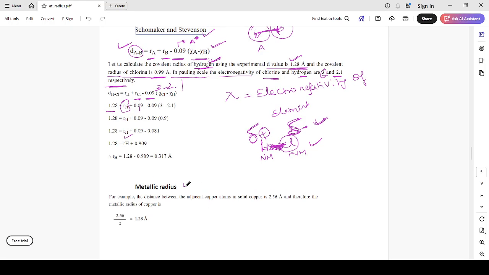Here again they are giving the metallic radius, same formula only. They are giving you the distance between adjacent copper atoms in solid copper, which is 2.56 Armstrong. What will be the metallic radius of copper here? The bond length is provided. Just divide by 2 to get the metallic radius of copper.